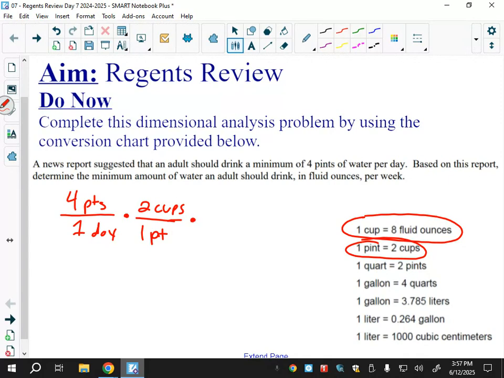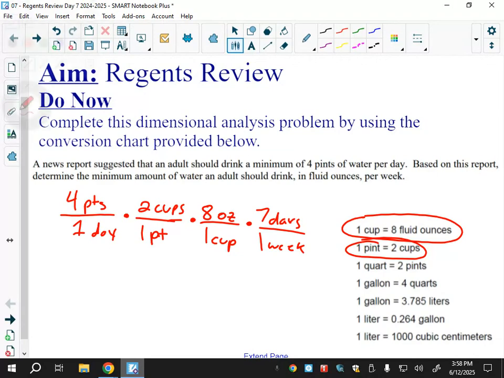So again, we want cups to cancel, so that 1 cup is going to go in the denominator with our 8 fluid ounces on top. Now we need to get from days to weeks. So we know that there are 7 days in 1 week. We want days to cancel, so our 7 days is going to go in the numerator to cancel with days that's in the denominator for 1 week.